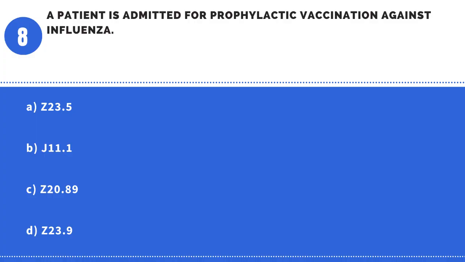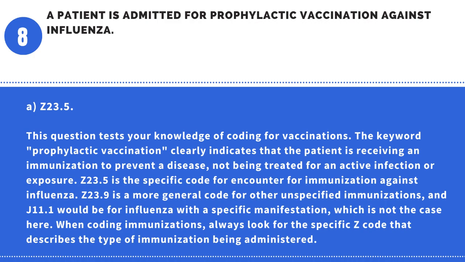A patient is admitted for prophylactic vaccination against influenza. A. Z23.5. B. J11.1. C. Z20.89. D. Z23.9. Answer A. Z23.5. This question tests your knowledge of coding for vaccinations.